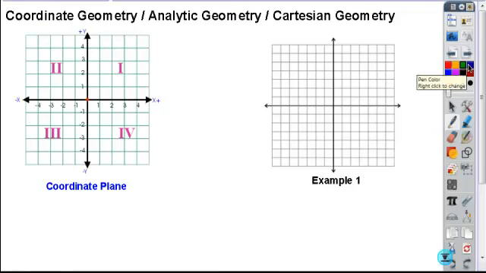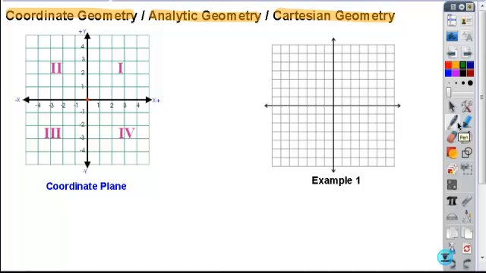Right? In looking at coordinate geometry, there's several different names that it goes by. Okay, so coordinate geometry goes by analytic geometry. It goes by Cartesian geometry, and it's basically just the way that geometry transformed into what we call algebra now.